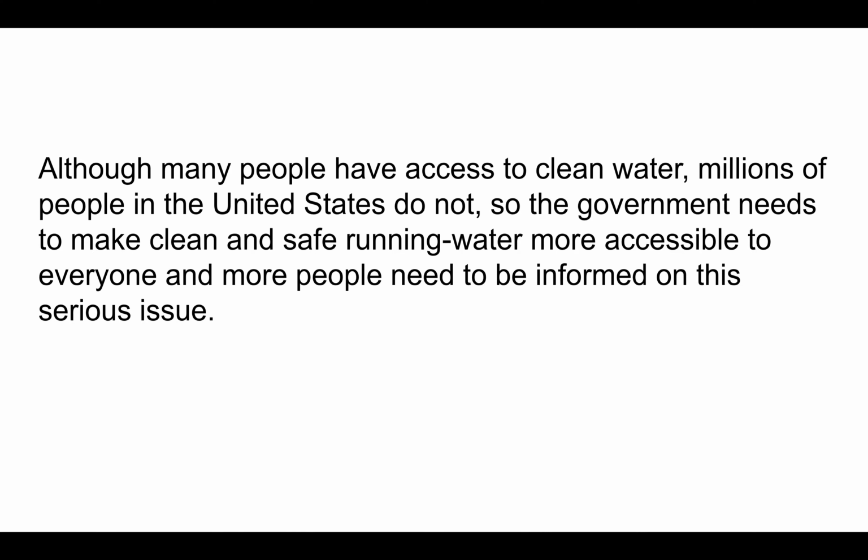Here's another one from the student sample annotated bibliography, actually. Although many people have access to clean water, millions of people in the United States do not. So the government needs to make clean and safe running water more accessible to everyone, and more people need to be informed on this serious issue. I lied, this is not from the student sample annotated bibliography, but it's got the component parts represented. So the problem, millions of people in the US do not have good water. And the solution, the government needs to make this more accessible to everyone. And this is a double solution. More people need to be informed on this serious issue. So we have two possible audiences identified in this one.